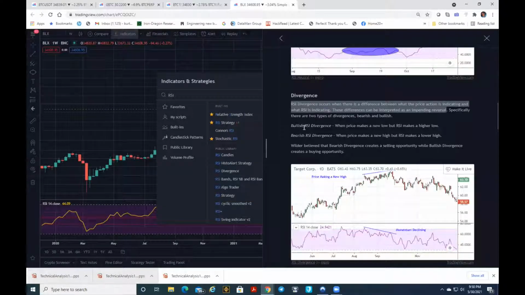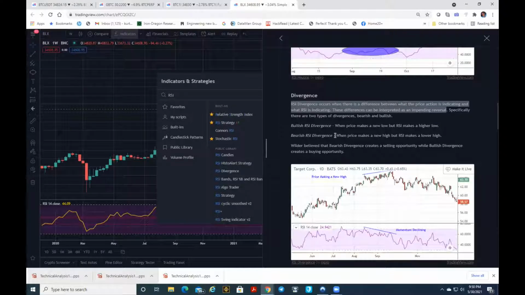RSI diverging from price. There's divergence on a lot of these charts. There can even be divergence in price action when you guys are looking at it. Specifically, there are two types of divergences, bearish and bullish. The bullish RSI divergence is when the price makes a new low, but the RSI makes a higher low.